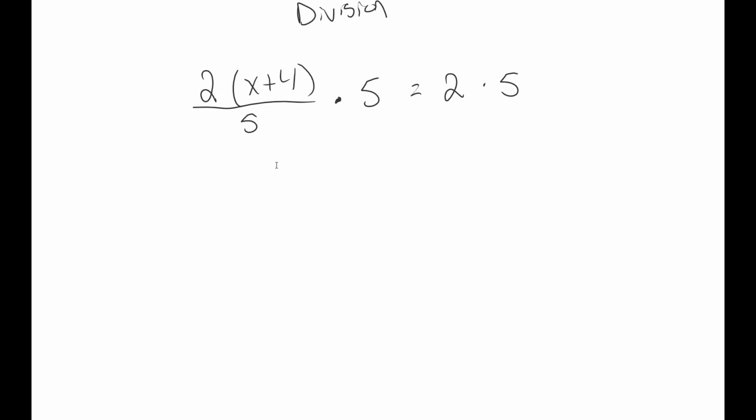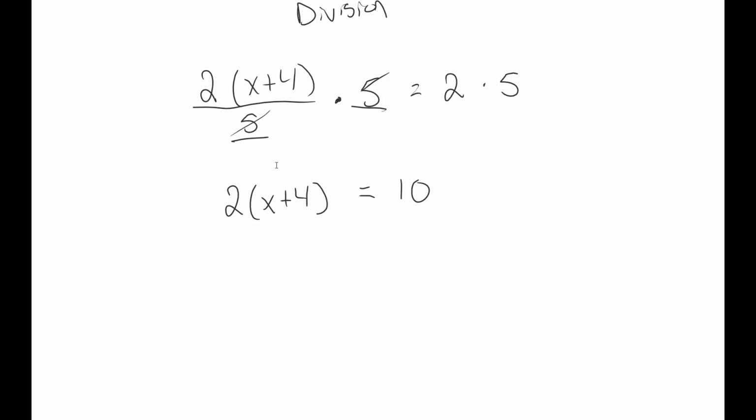Well, the commutative property is going to kick in for both of these 5s, and they're actually going to cancel out and become a 1. And that's going to leave us with 2 times x plus 4, which is equal to 2 times 5, which is 10. And remember, the multiplication property of equality guarantees truth so long as we're multiplying both sides by the same number. So I know that this is still a true statement, still solving for x.